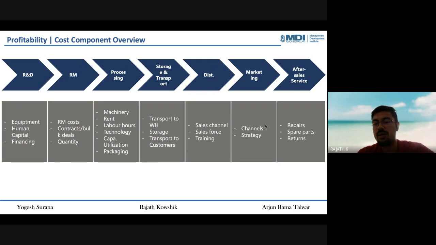Now, finally, we come to the last portion, which is the after sales service, right? And this comprises the repairs, the spare parts, and the returns, right? Fairly self-explanatory there. So once all of these factors are taken into consideration, we'd be able to find one or the other lever which would help optimize that cost and help overall improve profitability, right?